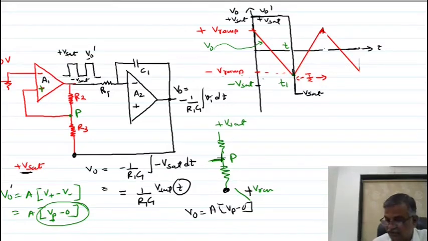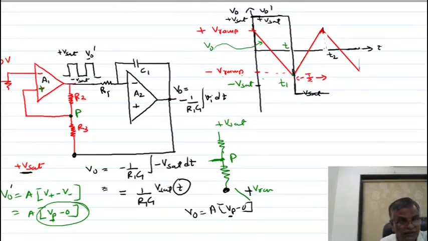So if this is going positive, continuously increases, and at this point, which point? At this point, at time T2, this becomes slightly above 0.